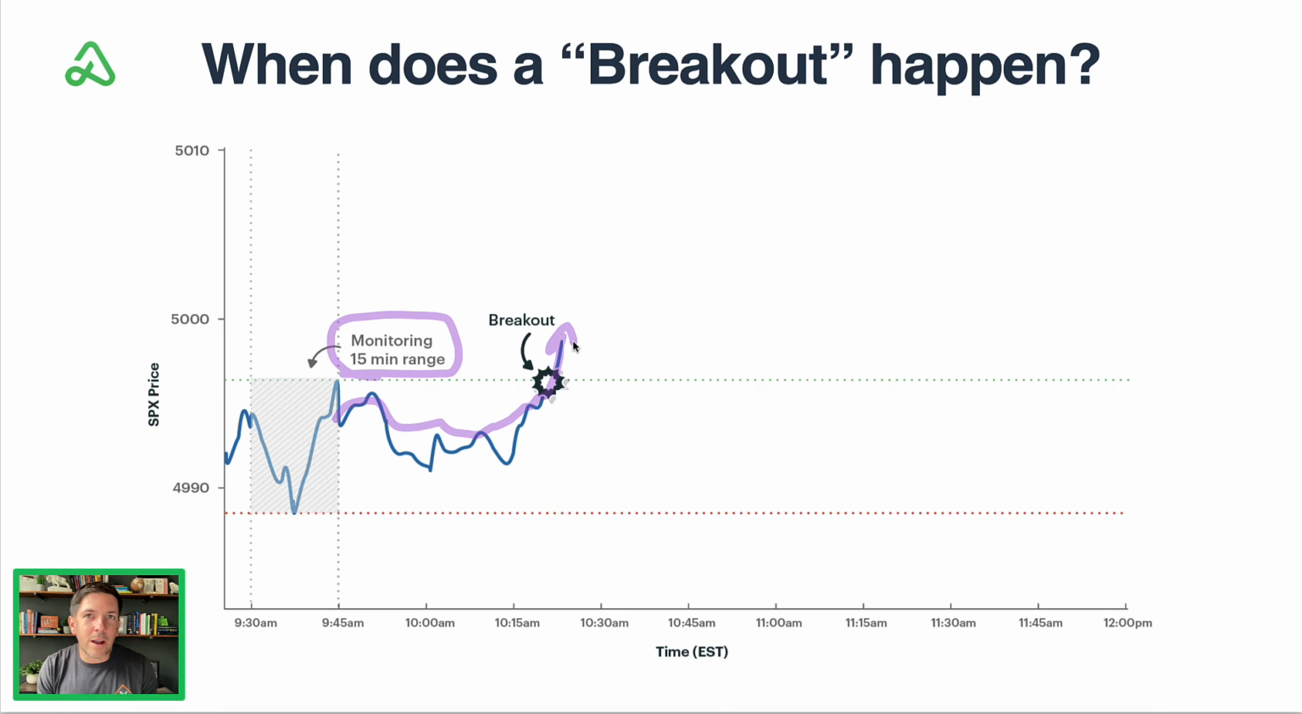Now, there's a lot of talk around this too, where it's like, well, is it the close? Is it not the close? Is it the first breakout? Is it not the first breakout? Do you wait for confirmation, etc.? Lots of different ways to do it. Of course, you can test a bunch of different ways inside of Option Alpha.